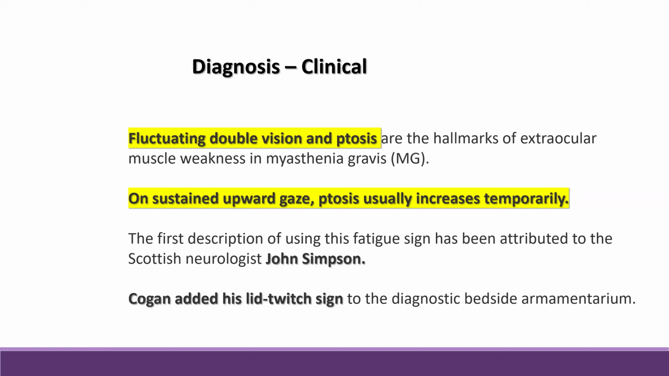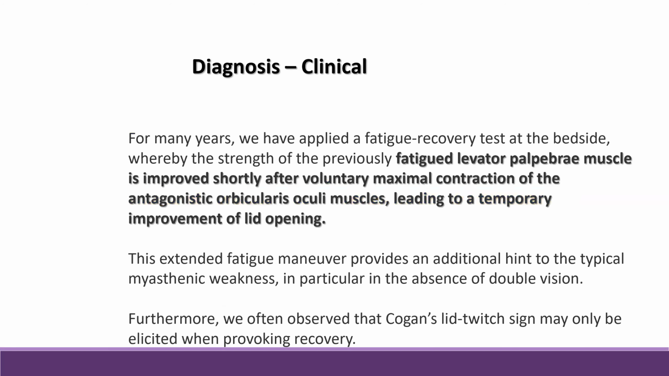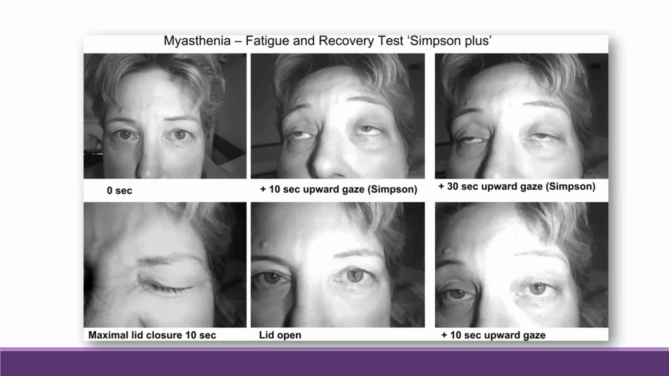We'll ask the patient to look up gaze for 60 seconds, and after that we see that the ptosis is worsening. And also we ask the patient to do repetitive movement of, for example, shoulder abduction, and we induce the fatigable weakness. So here's an example.